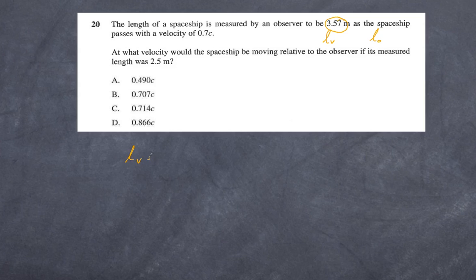So LV is equal to L naught times the square root of 1 minus v squared over c squared. Now, the fact is that there is a c squared already built in there, so I can rewrite this. So I have 3.57 is equal to L naught, the square root of 1 minus 0.7 squared. Now, if you calculate this out and you rearrange it, your L naught now becomes equal to, and it rounds up to, 5 meters. So now I have L naught. Let's do the second half of the question.